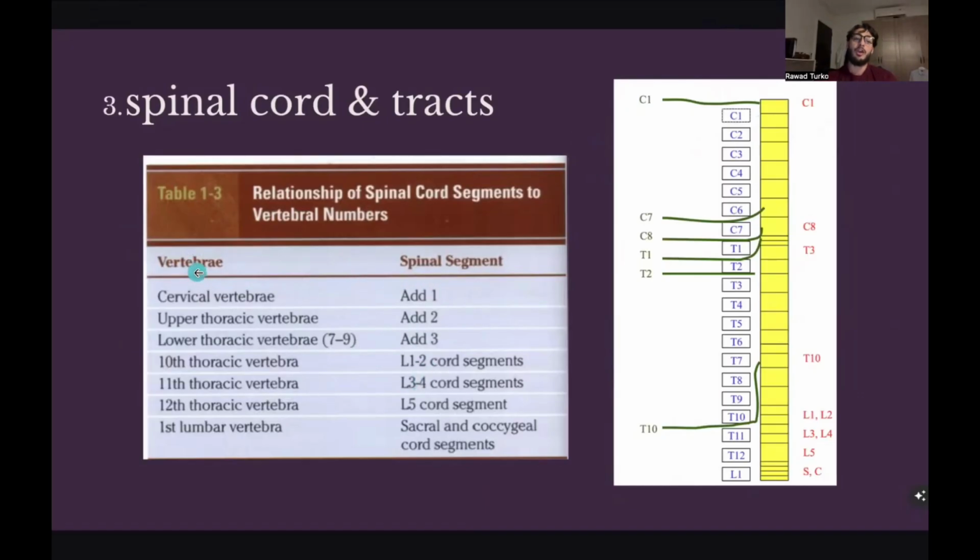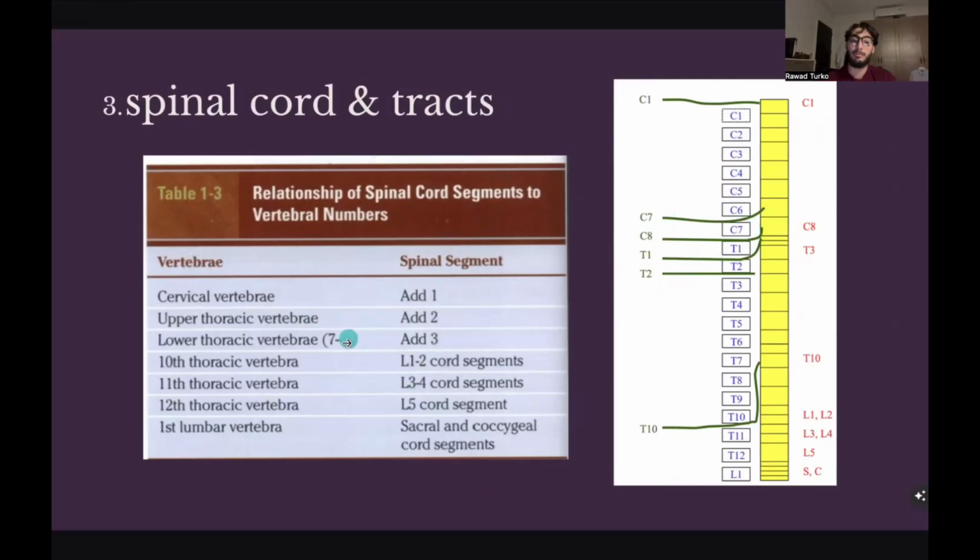For the cervical vertebrae, we can add one, because here the nerve root is going to exit above its corresponding vertebral body. For example, C1 is going to exit right above the C1 vertebral body, and likewise C2, C3, C4, up until C7. Then we have T1, but above T1 you're going to get C8 exiting. So this is different: we don't have a C8 vertebral body, but we do have a C8 spinal nerve root.